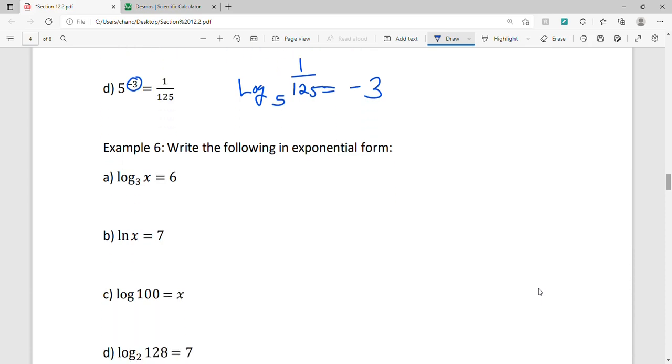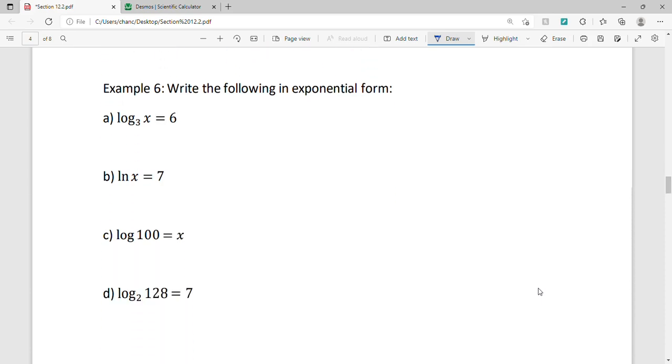In example 6, we want to go backwards. We want to rewrite this in exponential form. And so that means we want to rewrite it as b raised to the x is equal to y. We're converting it to this exponential form. To do this, I always start with the base. The base is right here. The base is 3. So we're saying 3 raised to the exponent. But I remember that the exponent is the answer to the log. This is 3 raised to the 6 equals x. And that's the exponential form.